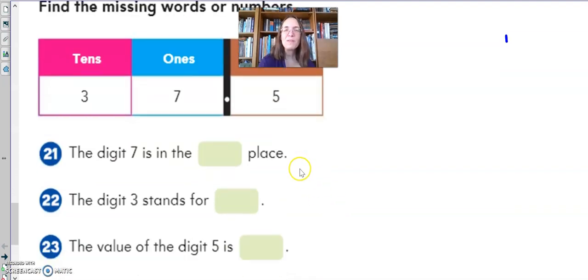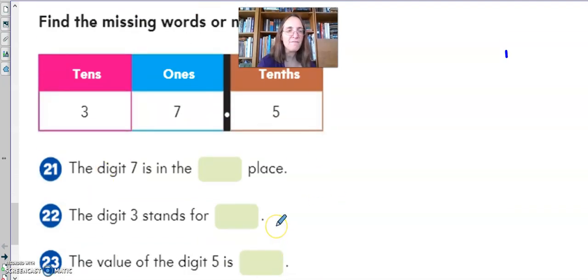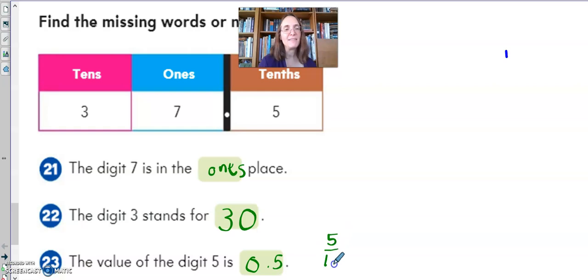And now, what are the missing words and numbers here? In a chart like this, it invites us to analyze, to break these things into their pieces. It's a way of learning them and showing that you understand them. The digit 7 is in the ones place. I, of course, would say single ones, but I'm not going to write that out for you. The digit 3 stands for, ooh, there's a 3 in the tens place. It stands for 30, doesn't it? Because 3 times 10 is 30. And the value of the digit 5 is, well, you could either write this as a decimal, 0.5, or it would also be correct to write it as a fraction, 5 tenths.